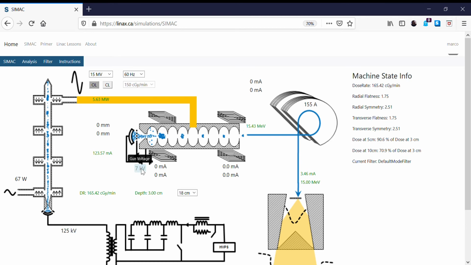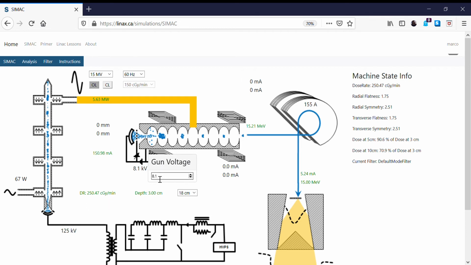So we can explore what happens if I now adjust this. I'm going to adjust the gun voltage now, say up to 8 kilovolts. So now we're going to have more electrons going through the accelerator, so we have a higher gun current. We now have a lower beam energy because those electrons have the same amount of RF power accelerating them, and our dose rate increases. So again, we can sweep this up again.